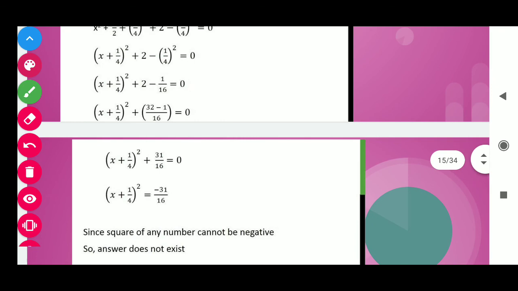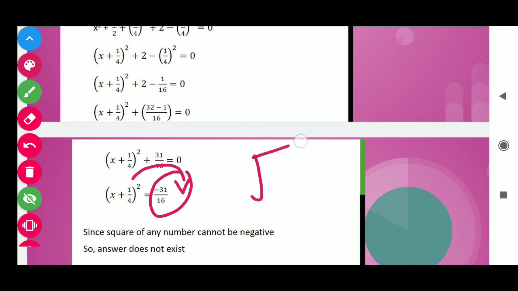So students, you can see here we get a negative value, and if we have a negative value within the square, that does not exist because it gives imaginary values, and that is not in your syllabus. So students, in this way the answer does not exist.